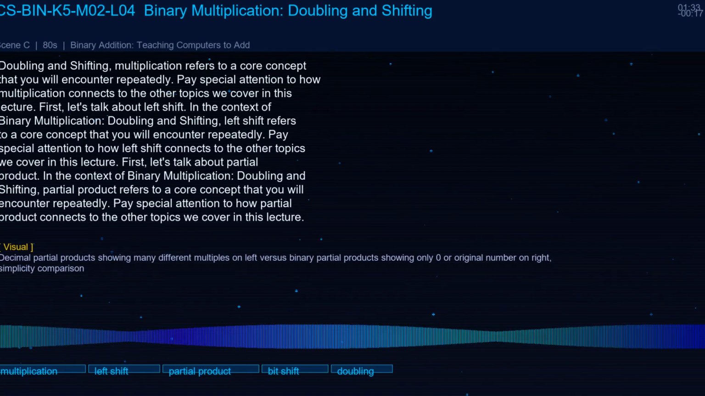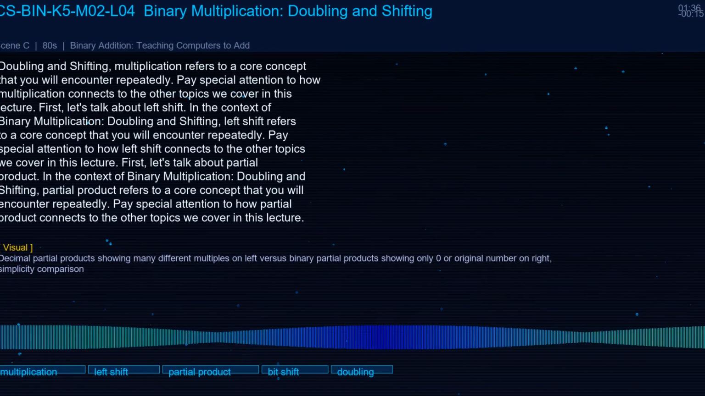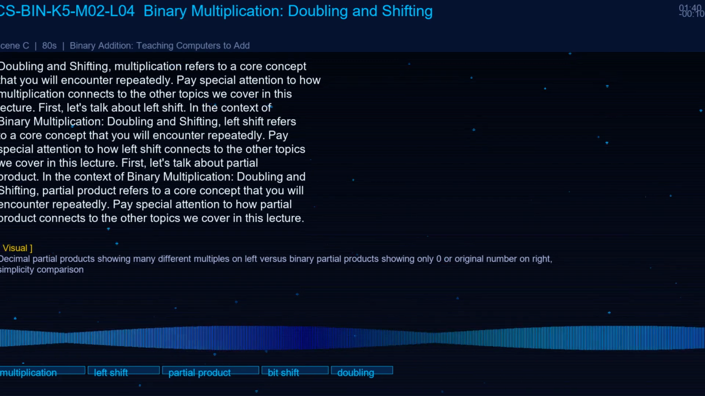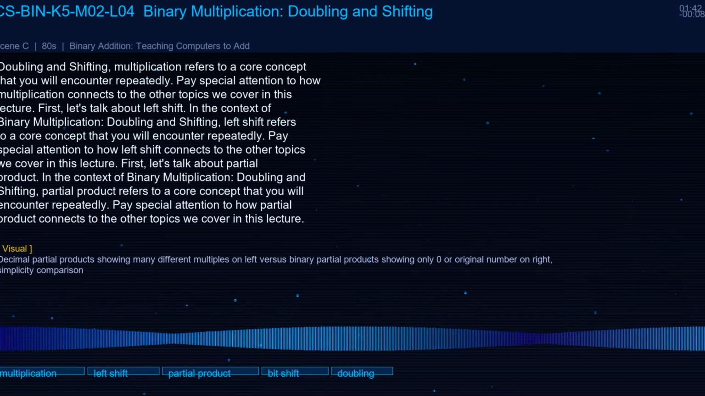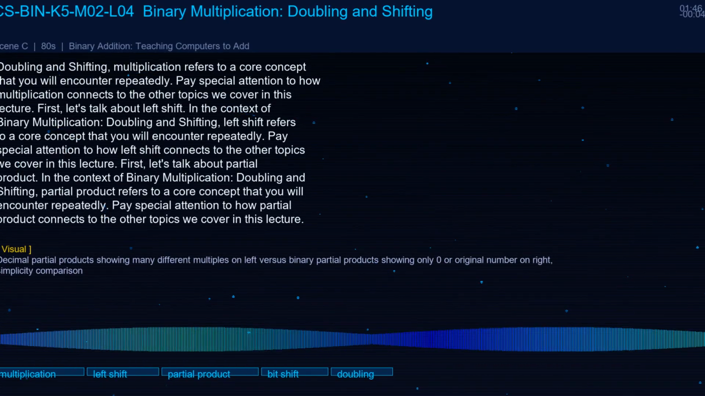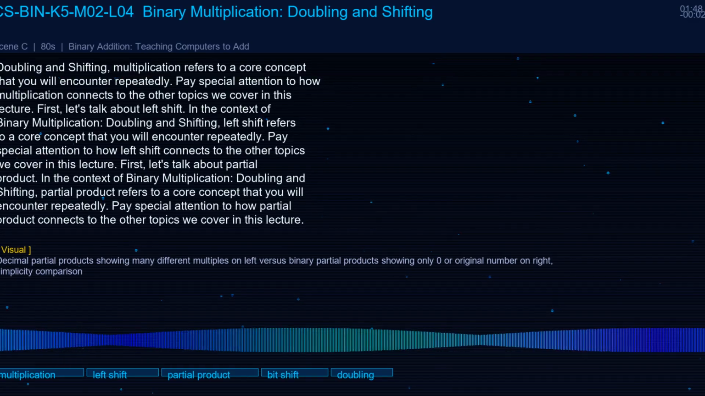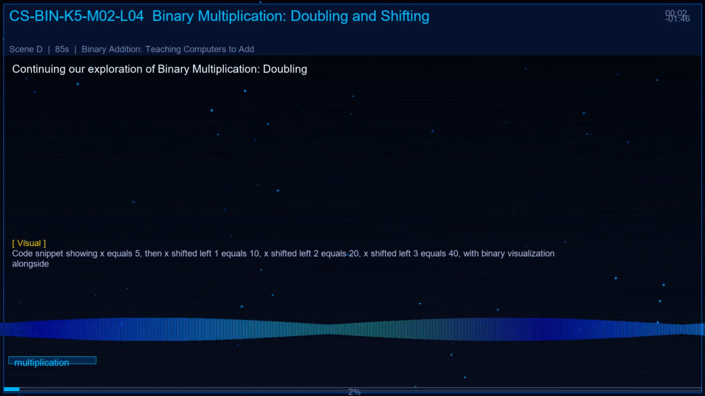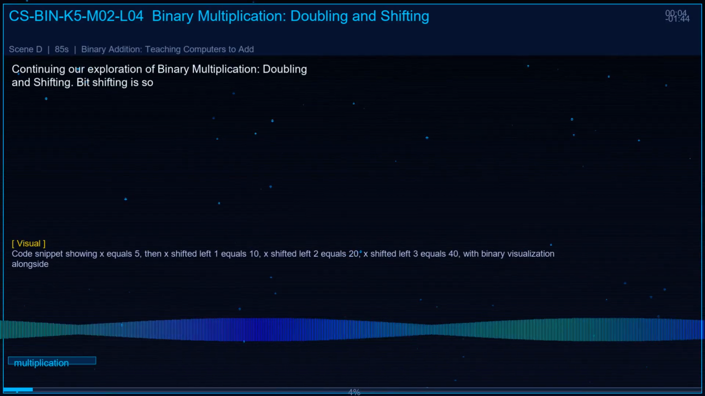First, let's talk about partial product. In the context of binary multiplication, doubling and shifting, partial product refers to a core concept that you will encounter repeatedly. Pay special attention to how partial product connects to the other topics we cover in this lecture, continuing our exploration of binary multiplication, doubling and shifting.